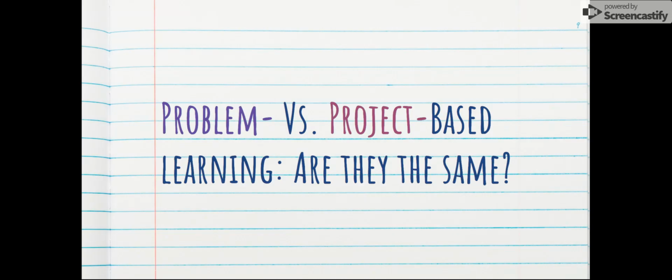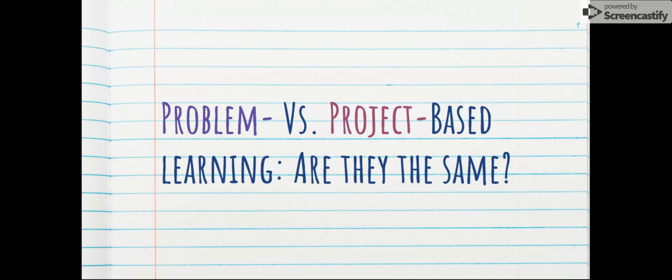So problem and project-based learning, what are they? Are they the same? Are they different? They're both. The main difference between problem and project-based learning is the end product, but problem and project-based learning do share many similarities, such as collaboration, exploration of a real-life problem, and requiring higher-order thinking to take place. However, they also have differences that impact the overall procedure of a PBL.